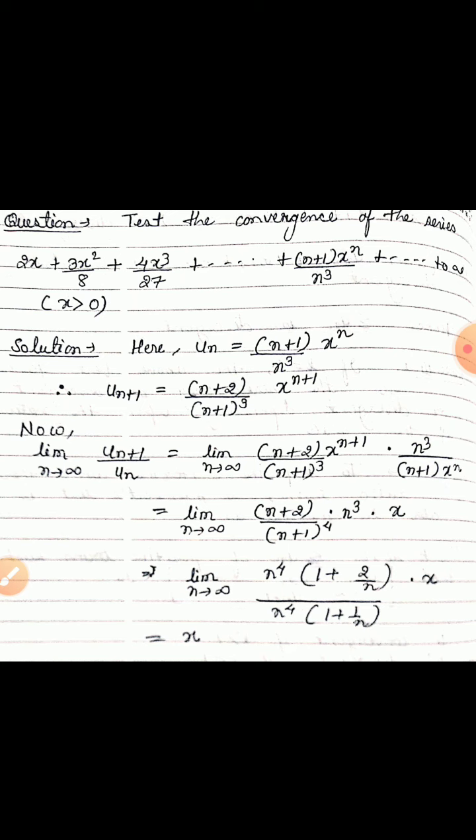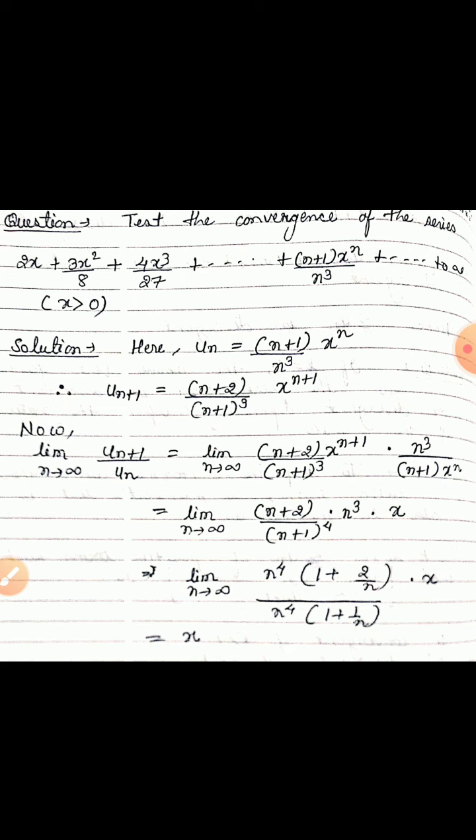This problem can be solved just by using the comparison test, but here we use the D'Alembert ratio test. So we don't find the limit of u_n or what v_n is. We just find the value of u_n plus 1, which is used in the D'Alembert ratio test. So if u_n is n plus 1 by n cube x to the power n, u_n plus 1 will be n plus 2 by n plus 1 whole cube x to the power n plus 1. This is obtained by putting n equal to n plus 1 in u_n.